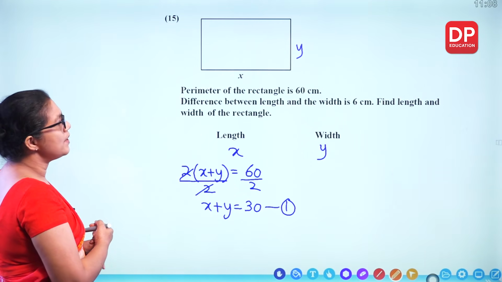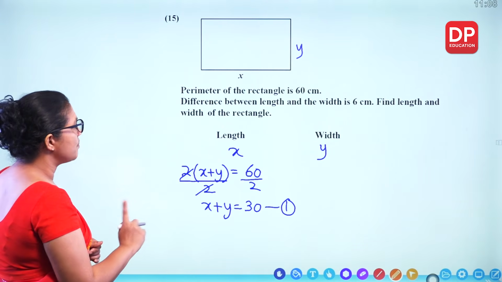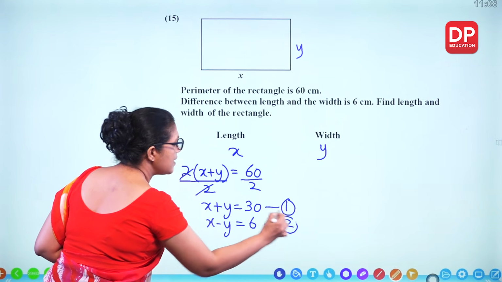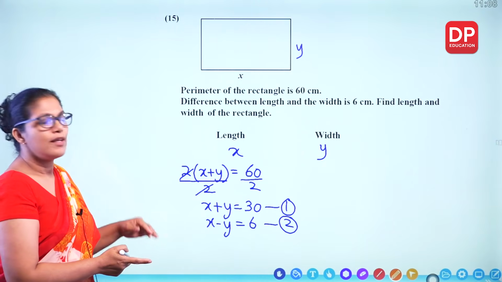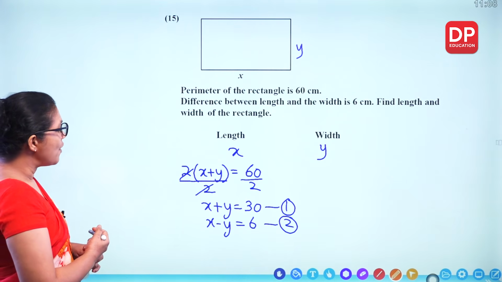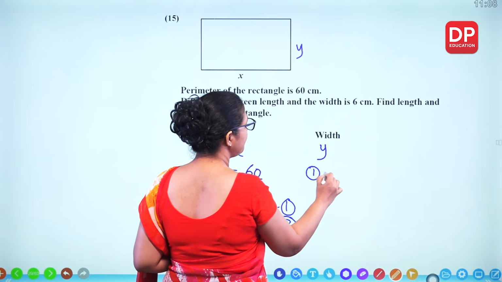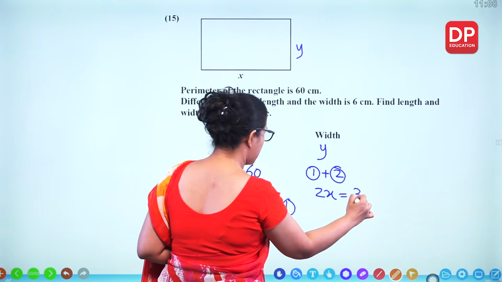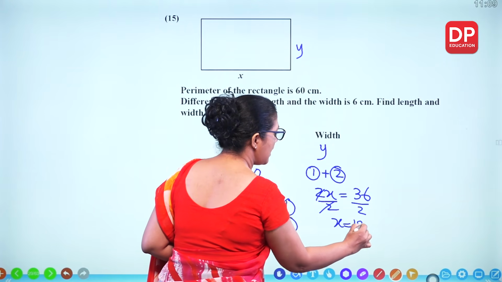The difference between length and width is 6. So normally length is the larger one. So x minus y equals 6. That's my second equation. Here also the same coefficient in both x and y. You can either add or subtract to get rid of one variable. So we'll add to get rid of y. 2x equals 36. Divide by 2. You get x equals 18.